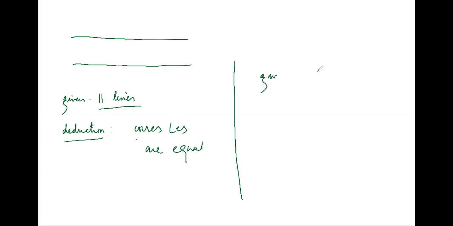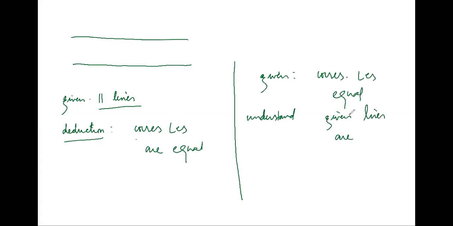Now, what is given? Corresponding angles are equal. Then what will you understand by that? If corresponding angles are equal, then you can understand that the given lines are parallel. Important. That's why I'm writing everything. There is no other way we can prove that two lines are parallel or not. This is the best way, students.